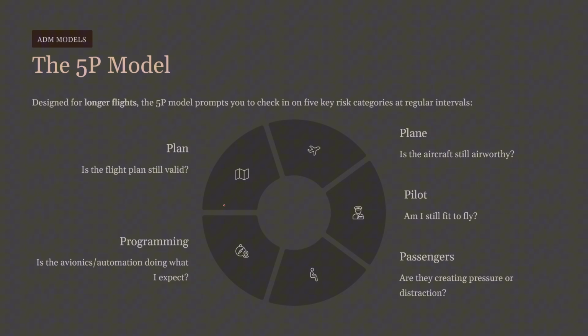This slide introduces the 5P model, which is especially useful for longer flights. So the 5Ps are plane, pilot, passengers, programming. This model reminds the pilot to regularly reassess the situation as the flight continues. For example, maybe the original plan no longer makes sense, or maybe the pilot is becoming fatigued, or maybe the passengers are creating pressure.